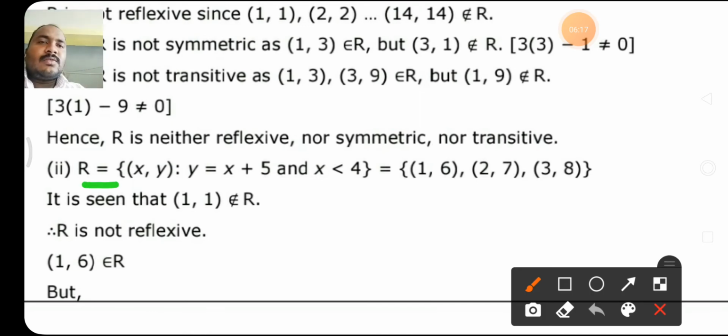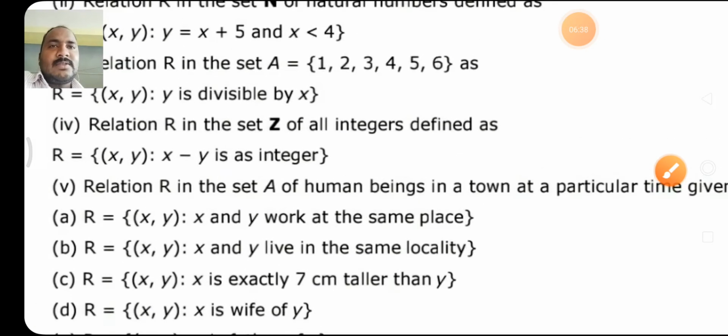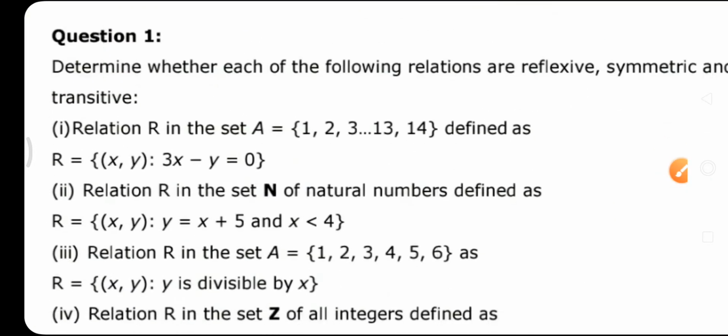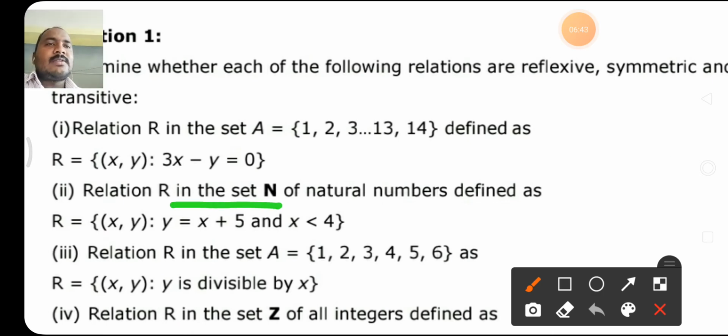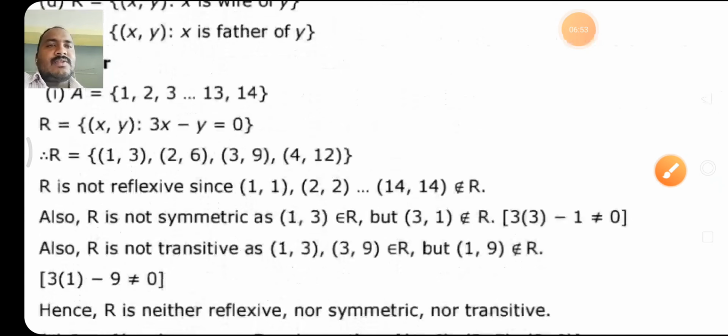R is equal to the set of ordered pairs (x, y) such that y is equal to x plus 5, and one more condition is given, that is x is less than 4. Here the set is natural numbers. See example number 2. Here the relation R on the set N of natural numbers is defined as R = {(x, y): y = x + 5 and x < 4}. Next, the solution of this question.